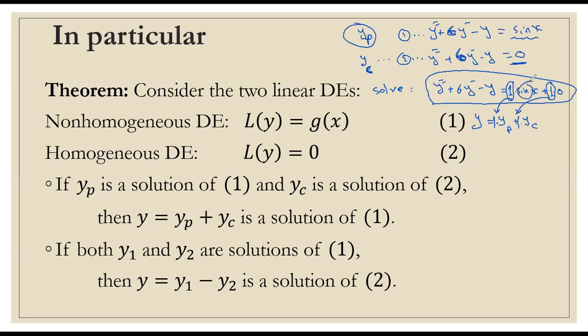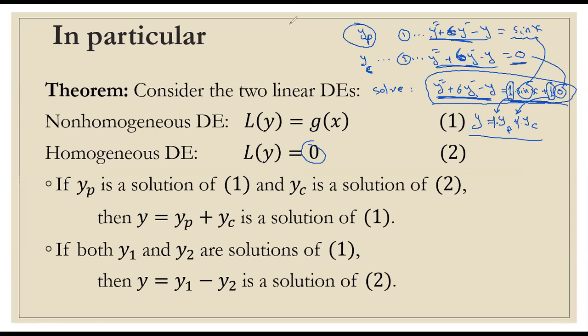Because the sine x is this, and the 0 is this. And the superposition principle said, if you have a new differential equation with the same left-hand side, but your right-hand side is a linear combination of two right-hand sides, then to find the solution, use the same constants here. Do the same constants. So this is for the homogeneous equation.